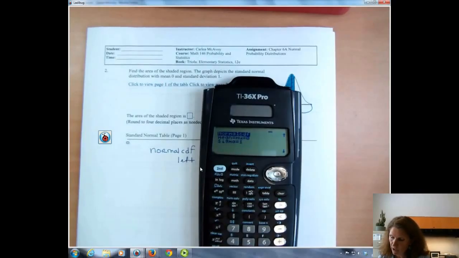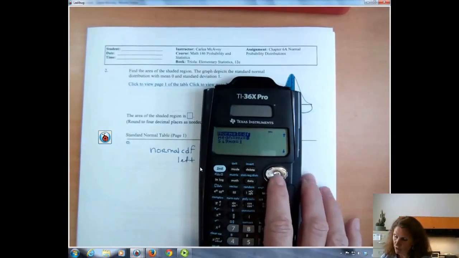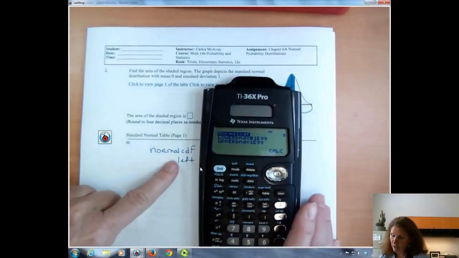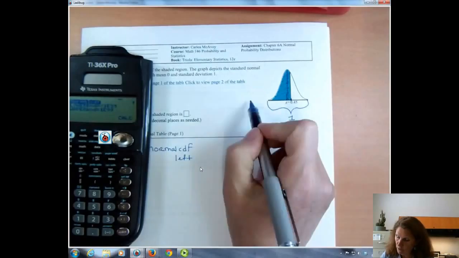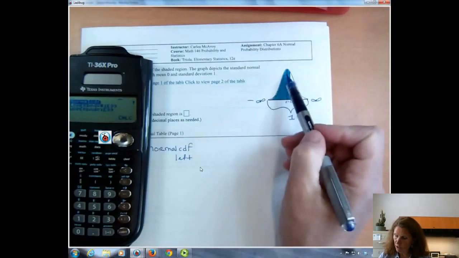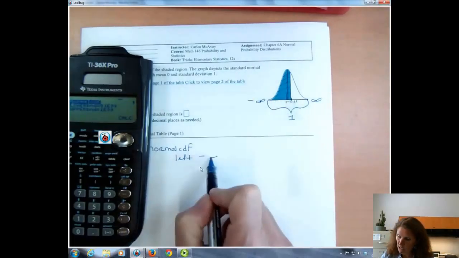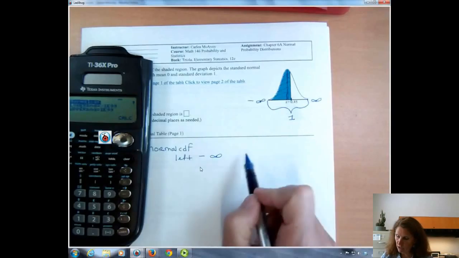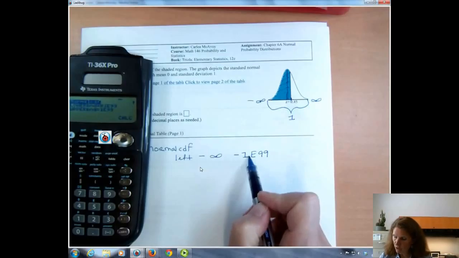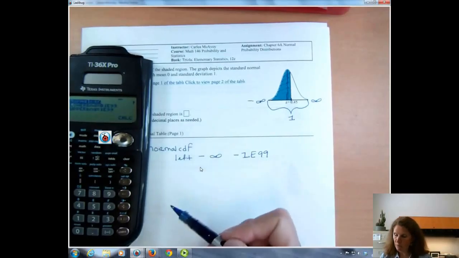It asks me, what is your mean? If this is a standard normal distribution, our mean is always 0, so that's good. And our standard deviation, or sigma, is 1. Then it's asking what your lower bound is. On the left, it goes to negative infinity, right? And on the right, it'd be positive infinity. So our lower bound, going to the left in our picture, is negative infinity, but the way the calculator enters that is -1 e to the 99th power. In other words, we're going to move our decimal 99 places to the left.